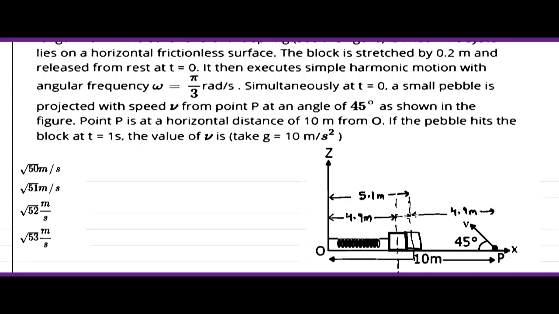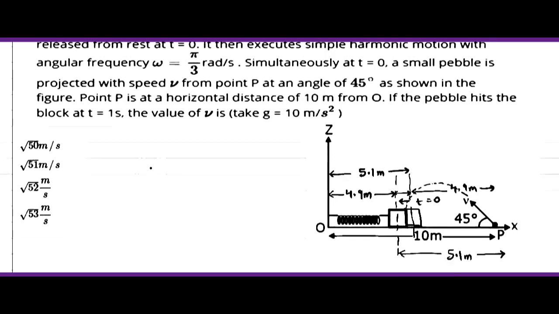Okay. So now at t equals 0, this block or this spring has been released such that it will perform an SHM and it will tend to move in this direction, right? And a pebble is being projected from point P such that at t equals 1 second, they both are colliding, or we can say the pebble is hitting the block. So let's first of all find the distance the block has covered in 1 second.